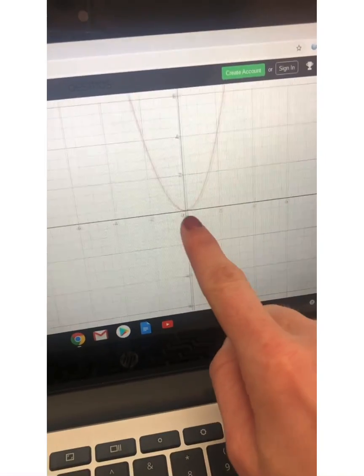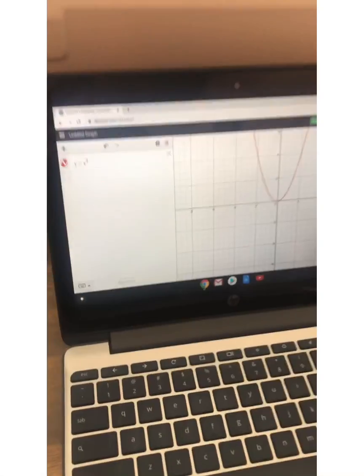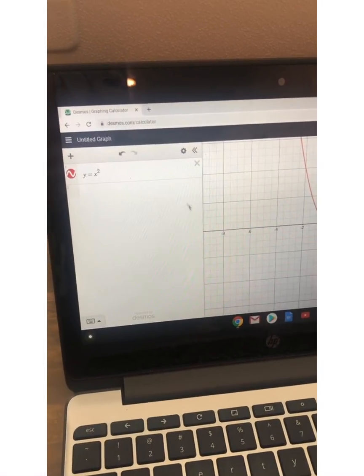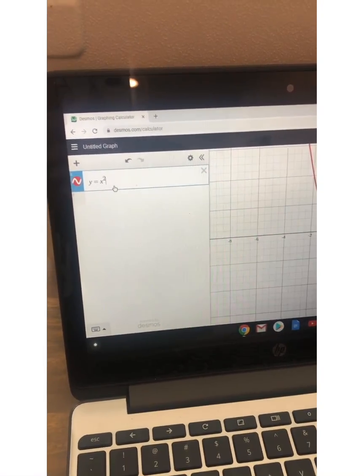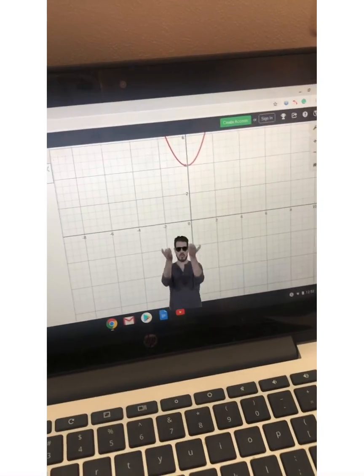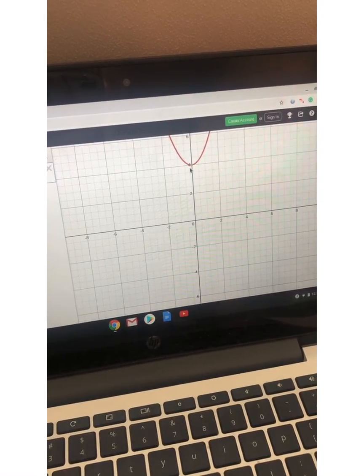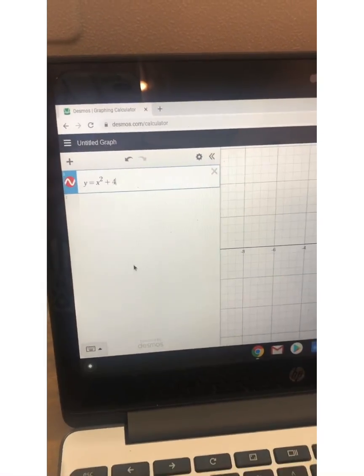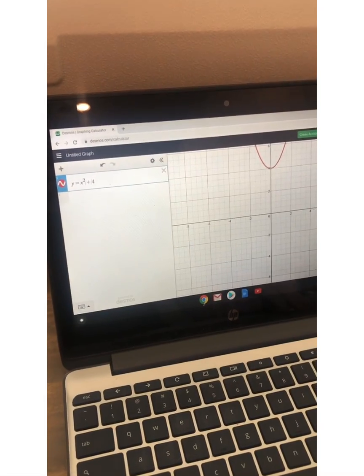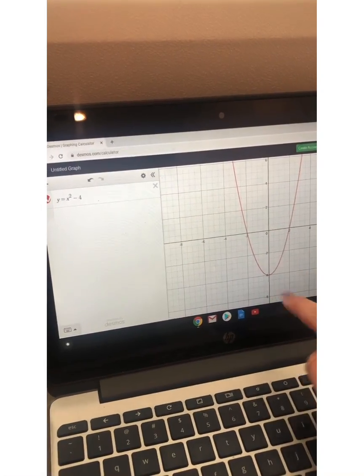So if you notice, it was always centered at the origin, 0, 0. So we could actually move it. So if I do plus 4, now it moved up 4 units from up here. So that's if I add 4. Let's do if I minus 4. Now it just went down 4.